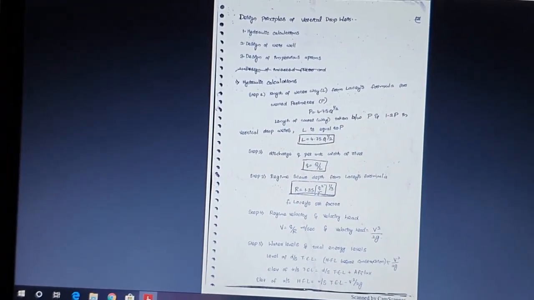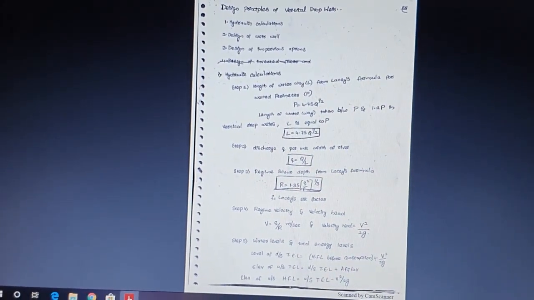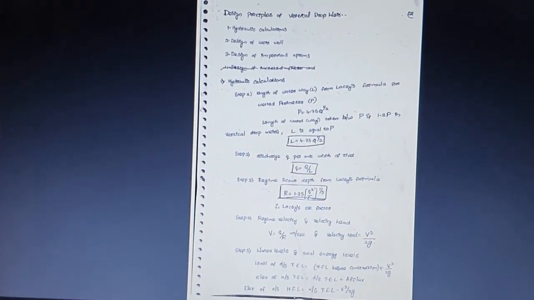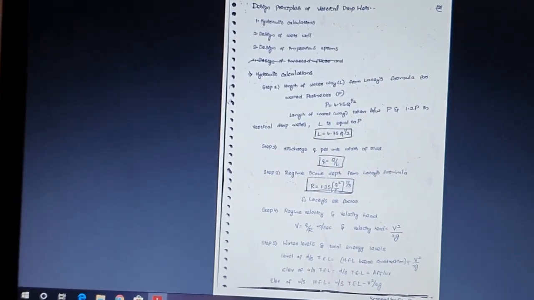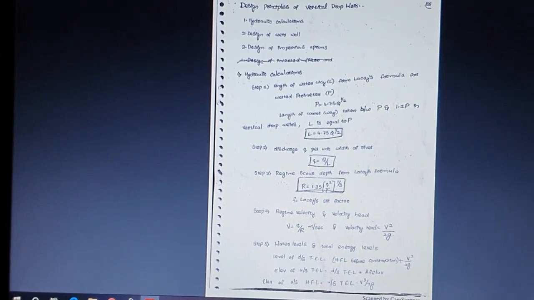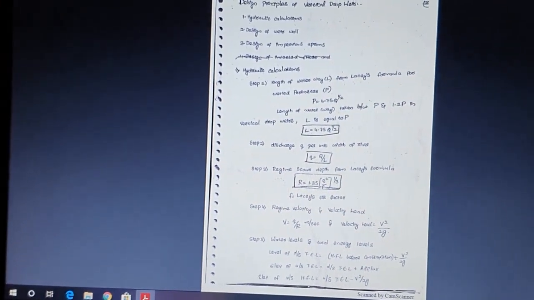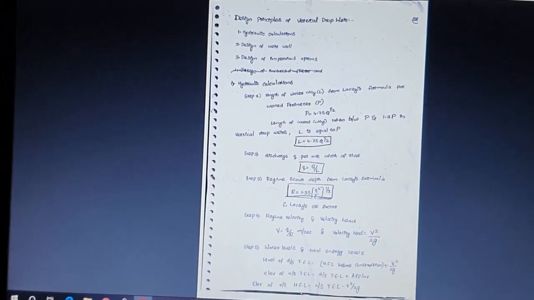In the hydraulic calculation, you have different steps. In step number 1, we calculate the length of the waterway or perimeter, with the same formula: L or P equals 4.75 times Q to the power of 1 by 2. The second step in the hydraulic calculations is the discharge. In the question you will be given, or in the design principles we already fix, the discharge, which is the rate at which water enters the canal. As per that, we calculate the discharge per unit width of the river, small q, which is equal to capital Q by L.